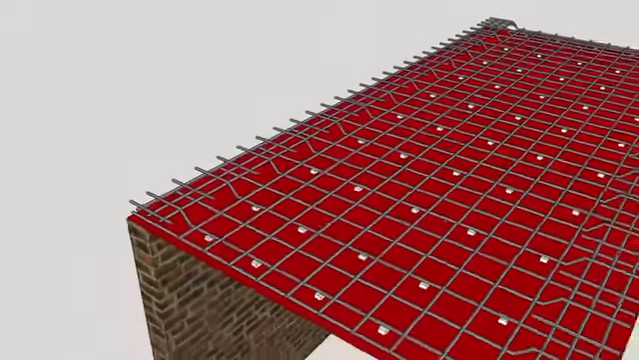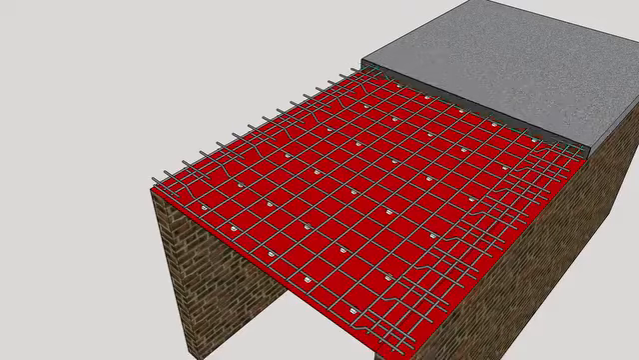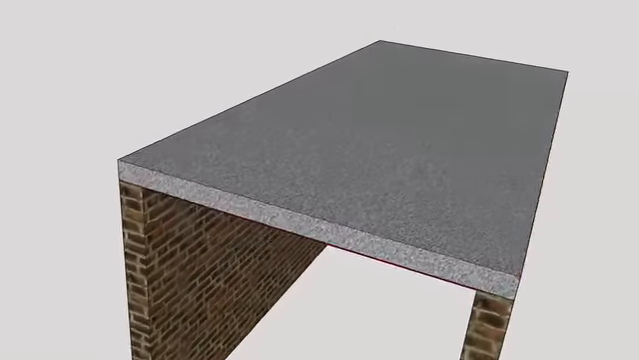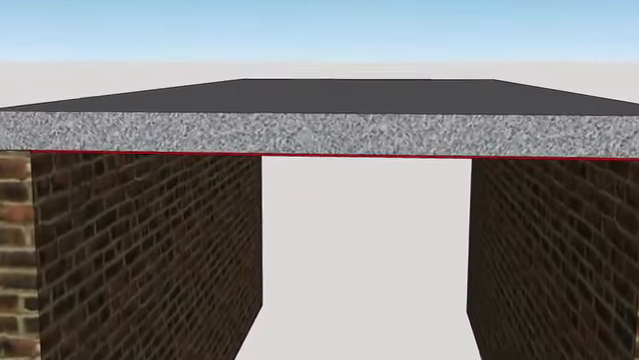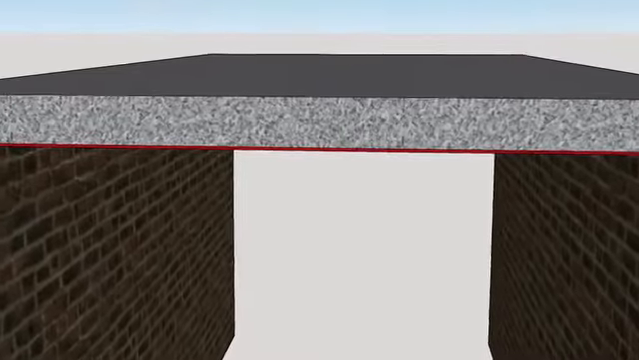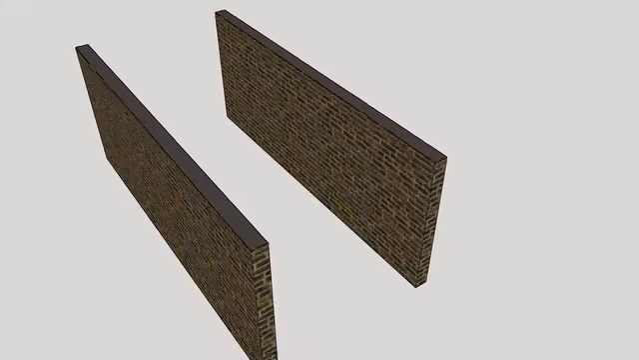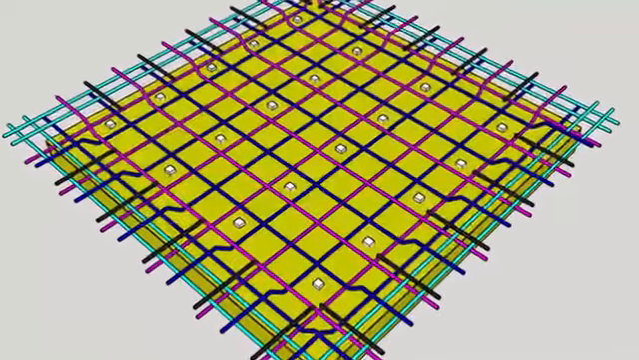A one-way slab is a type of RCC slab that's supported by two opposite sides and is designed to primarily resist bending in one direction. One-way slabs are rectangular in shape with a thickness that varies depending on the load requirements and span of the slab. One-way slabs are different from two-way slabs because they are supported by two opposite sides only, while two-way slabs are supported on all four sides.